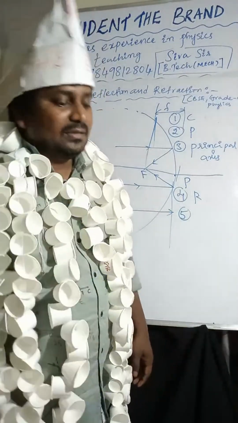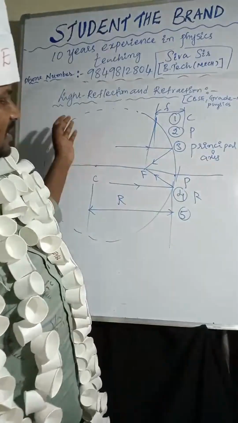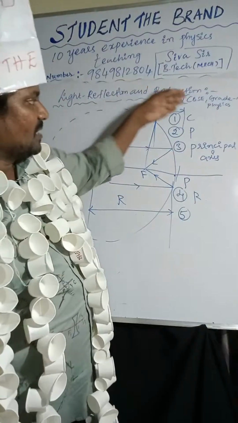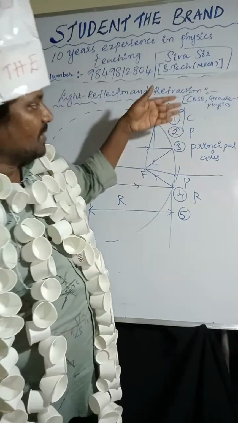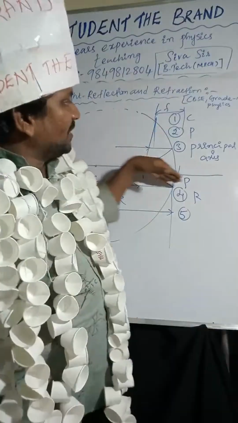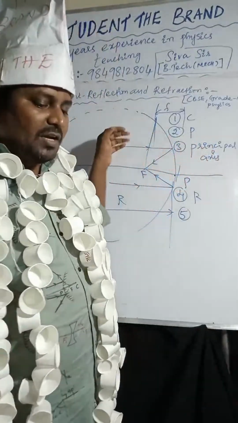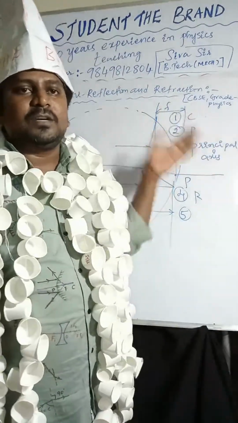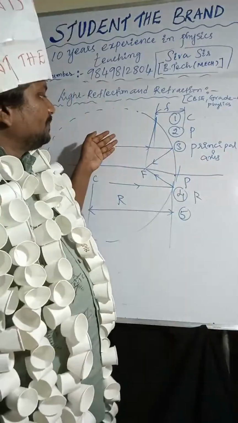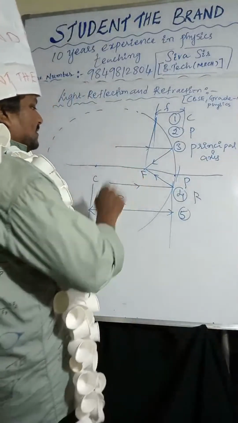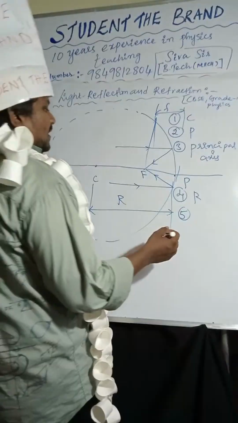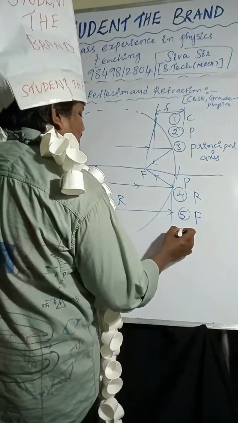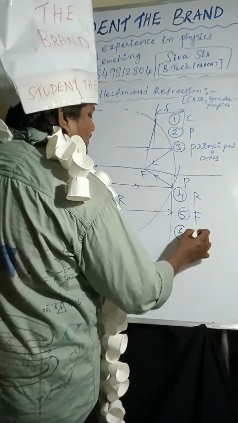So once again, all these points we'll discuss. The center of the imaginary sphere of which the mirror is a part is called the center of curvature. The midpoint of the mirror is called the pole. The line joining the center of curvature and the pole is called the principal axis. The distance between the center of curvature and the pole is called the radius of curvature. After reflection, all light rays meet at one point on the principal axis, called the principal focus. The distance between the focus and the pole is called the focal length.